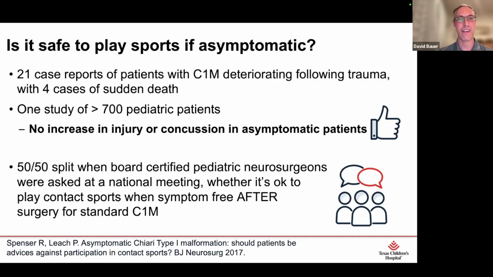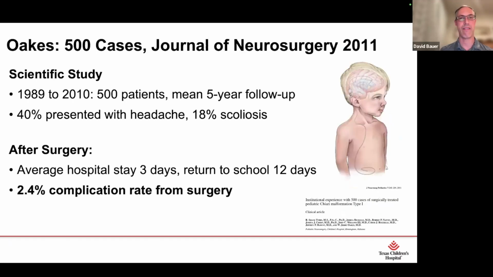Interestingly enough, at a meeting, we had a poll of certified pediatric neurosurgeons asking them if they would allow their patients with Chiari malformation to play sports after surgery if they were symptom free. About half said yes and half said no. That being said, I don't know of a patient who has played sports after being treated successfully for Chiari malformation who has had an injury or a problem. So in general, we think it's safe based on all of the evidence that we have.